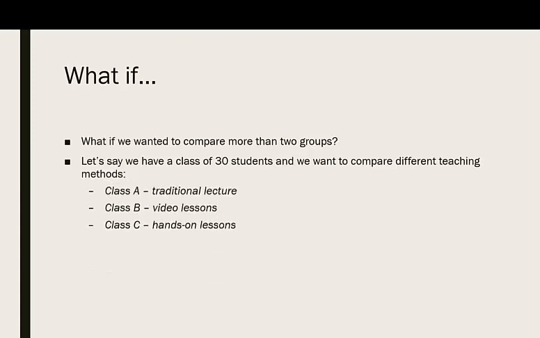Let's say we have Class A as a traditional lecture method, Class B is video lessons, and Class C is hands-on lessons. Now to make it simple, I've used these numbers. Obviously, we would not take a class of 30 and divide them up and teach them three different ways every day. But for the sake of this lesson, this could be three classes, and we're using these different methods.